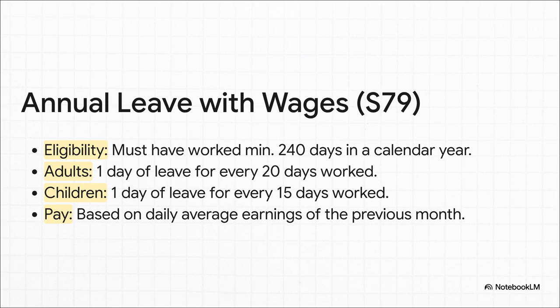If you hit that mark, the math is simple. Adults get 1 day off for every 20 they work. For children, it's even better. 1 day off for every 15 days worked. This makes it crystal clear that paid leave is an earned right, not some optional perk.